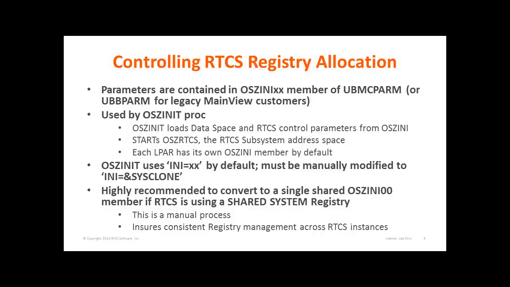The OSZ init proc is created with the hard-coded INI equals value, the sysclone value of the first LPAR configured, so it must be changed to INI equals ampersand sysclone manually. It's highly recommended that all LPARs which share a common RTCS registry use a single OSZ INI member, usually suffixed with 00. Conversion to this approach is a manual process, but ensures consistent registry management across the sharing LPARs. In this case, the OSZ init proc must be changed to INI equals 00.